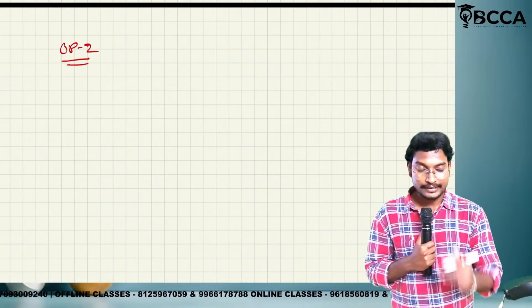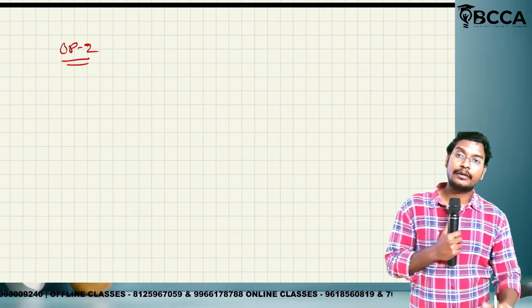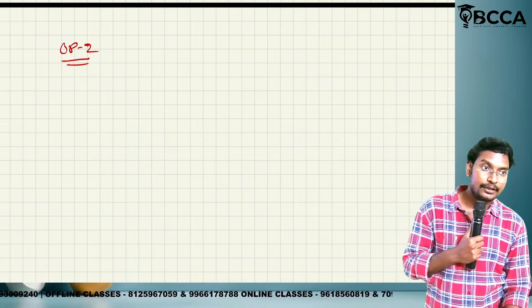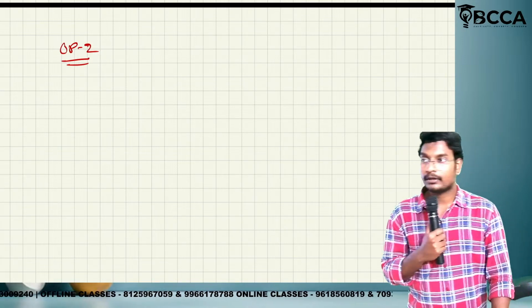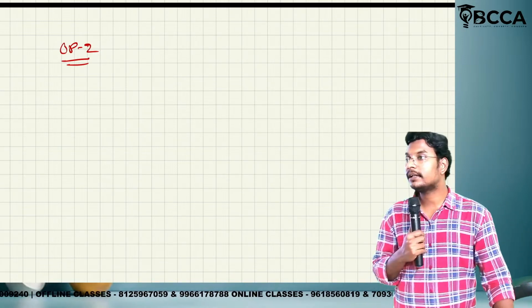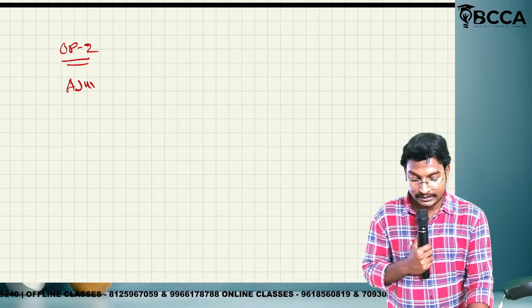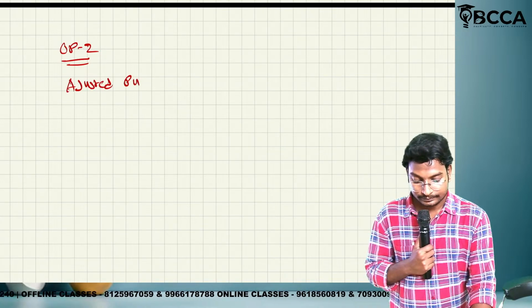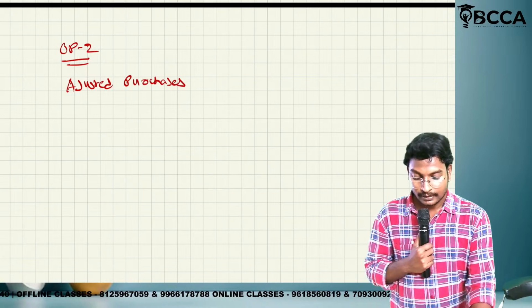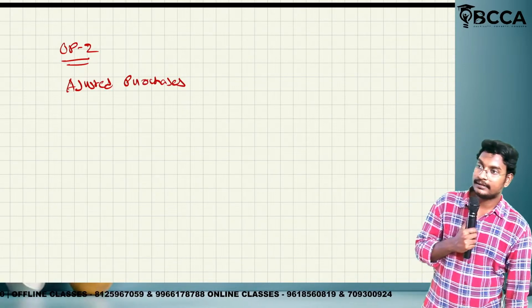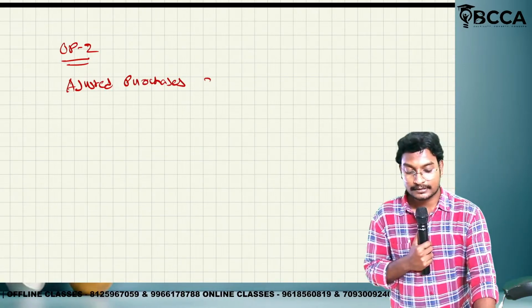Option number 2 means we have not recorded the opening stock and we have not recorded the purchases. But what have we recorded? Adjusted purchases. But which purchases have we recorded? Adjusted. What is the meaning of adjusted purchase?